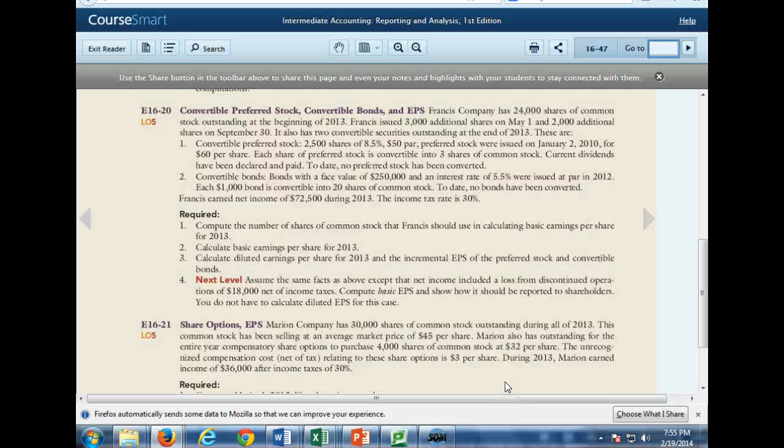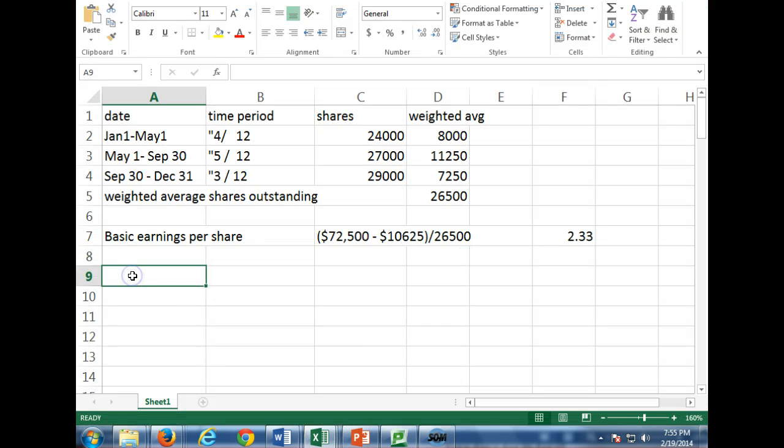The next one is calculate diluted earnings per share for 2013 and the incremental earnings per share of the preferred stock and convertible bonds. Oh no. But guys, hang in there. Just one other step, okay? Let's see. What are we going to do here? We're going to do diluted earnings per share. How are we going to determine those diluted earnings per share?